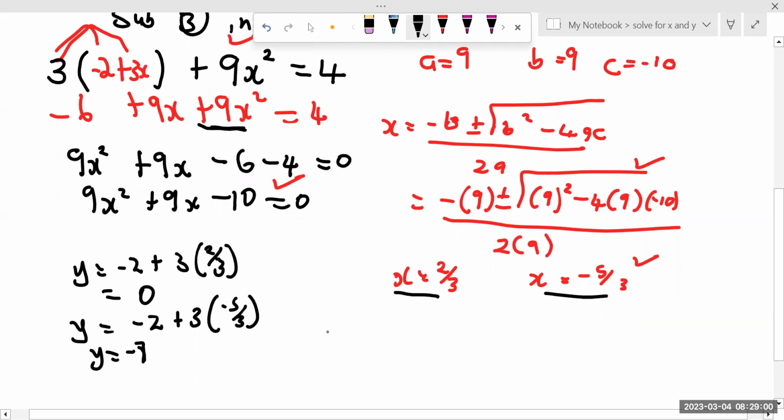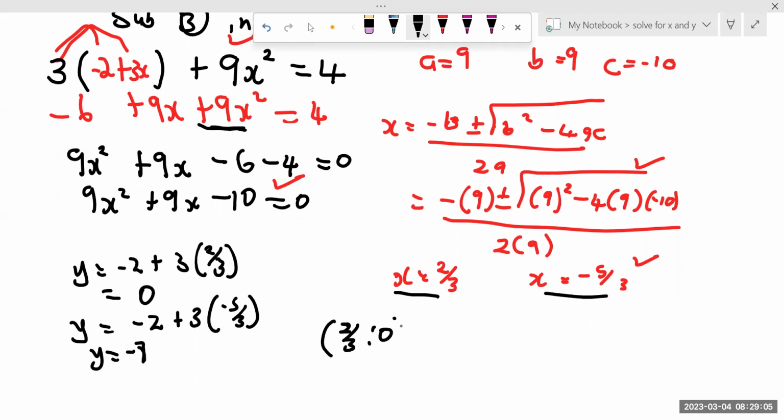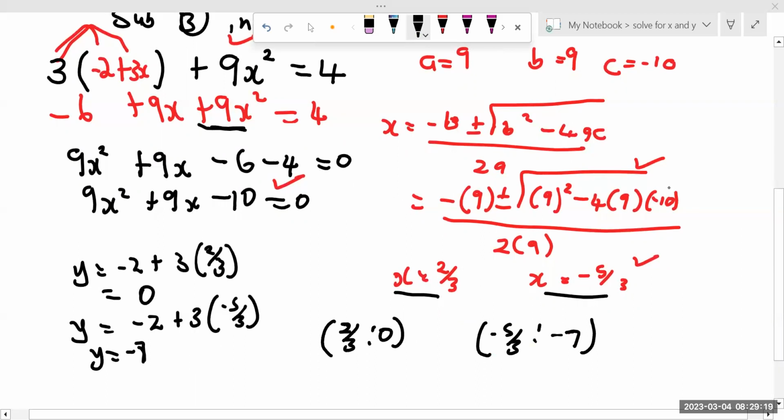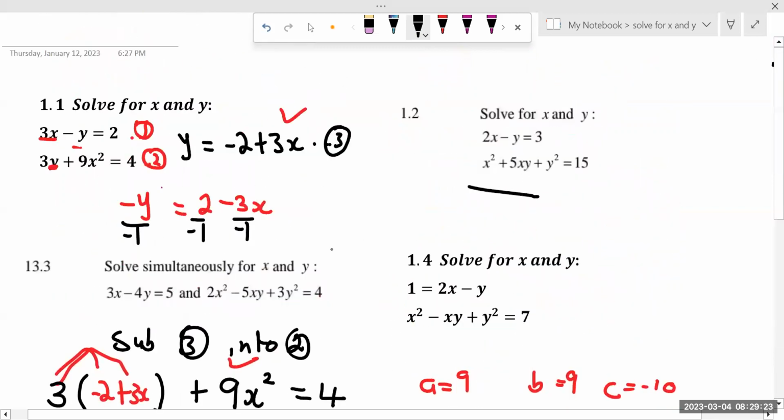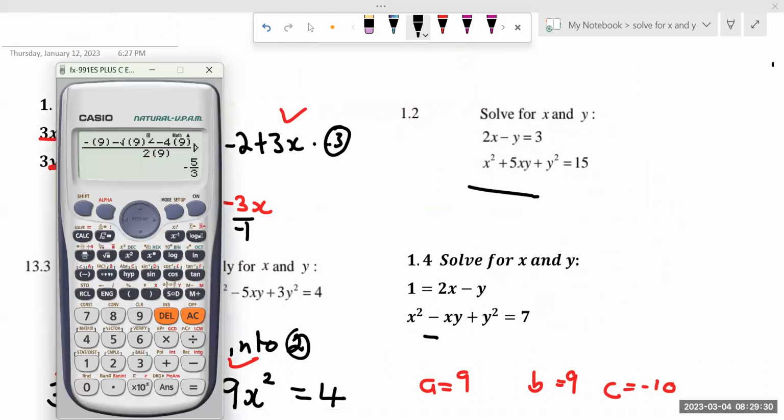Then you can come and complete and say, these are the coordinates that I have. I have 2 all over 3, which goes with 0. And then I have -5 all over 3, which goes with -7. And then, guys, you should be done. And then you can come and do the following. Then let's check. Let's try 1.2, and then we'll go to 1.4 and with 1.3.